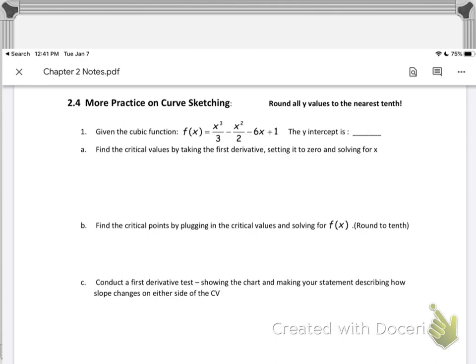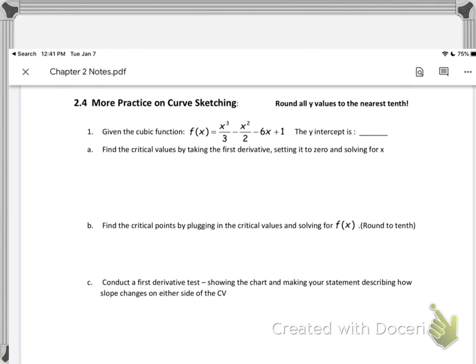Okay, in 2.4, we're really just doing more of the same. So I've picked this problem to be able to go over both the first derivative and the second derivative test. Okay, and I'm going to really focus on plotting a curve. So that means you have some landmarks. The landmarks will be your max, your min, your y-intercept, and your inflection point. Okay, so that's just looking ahead. It also says round everything to the nearest tenth. So if I say that, you really want to do that.